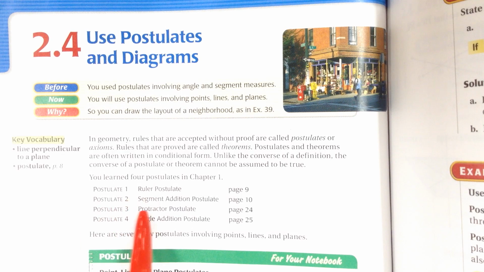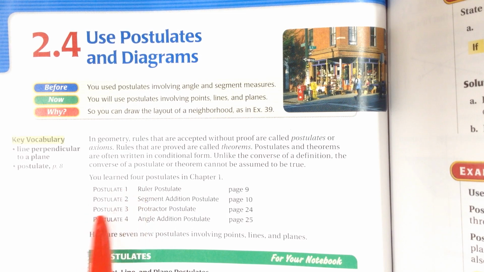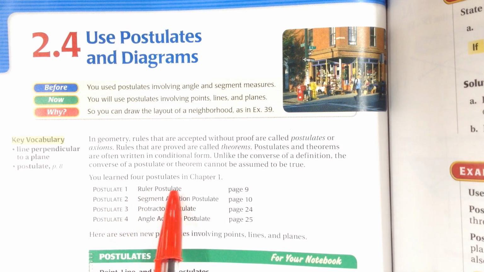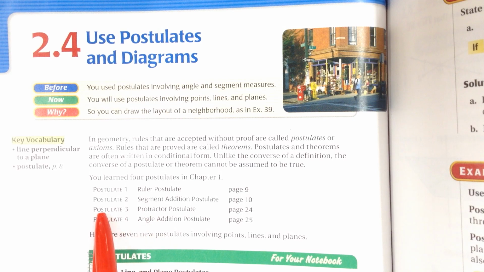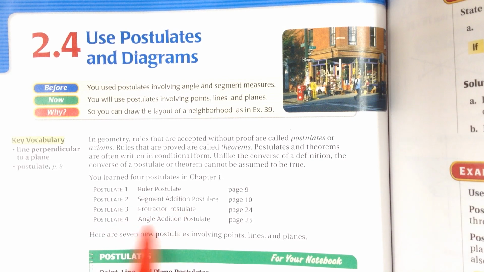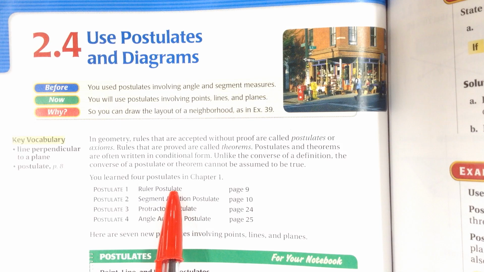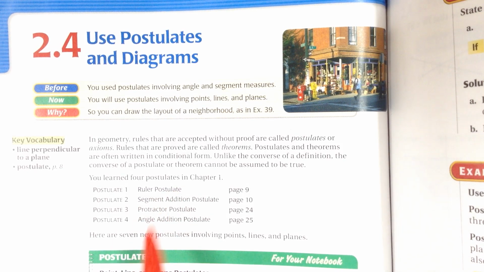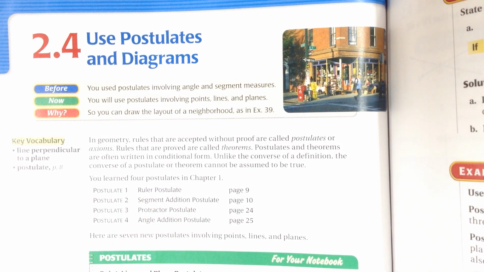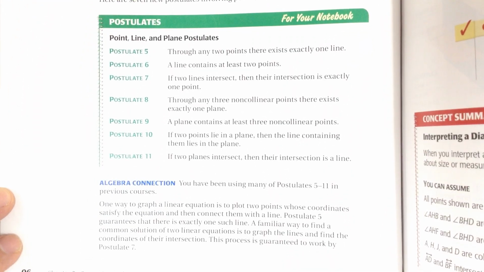So postulates 1 and 2 go together: the 1 is to use a ruler, and this is to add. And 3 and 4 are the angles. So this one is to use angles, and this is to add angles. So this is to measure the length and to add length. Okay, so they're very similar. Now let's look at some of the postulates.